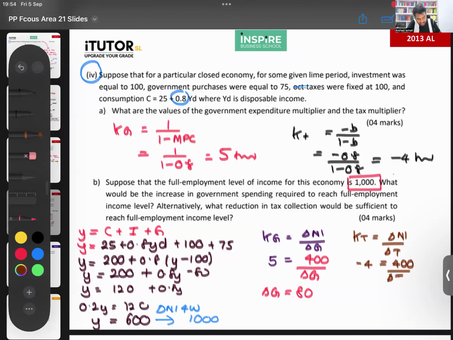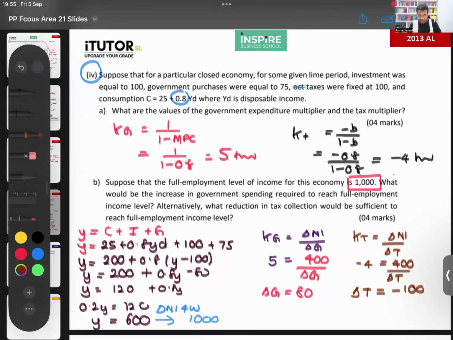So how much should your taxes change by? How much should your change in taxes be? Taxes have to decrease by 100. If taxes decrease by 100, then multiplied by 4, it can happen.